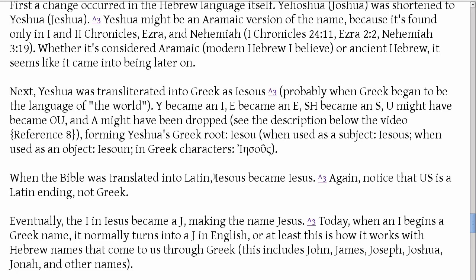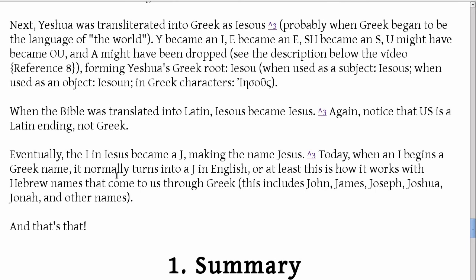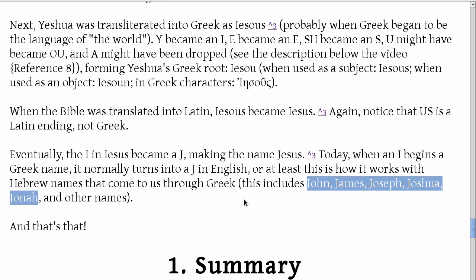Just like Iesus is a Greekanized version of the Hebrew name Yeshua. Eventually, the I in Iesus became a J, making the name Jesus. Compare Iesus with Jesus. The I became a J. That's how you get Jesus. Today, when an I begins a Greek name, it normally turns into a J in English. Or at least this is how it works with Hebrew names that come to us through Greek. This includes John, James, Joseph, Joshua, Jonah, and other names. Now, all of these names are Hebrew names originally, but they were transliterated from Hebrew into Greek, and then from Greek into Latin, and then from Latin into English.